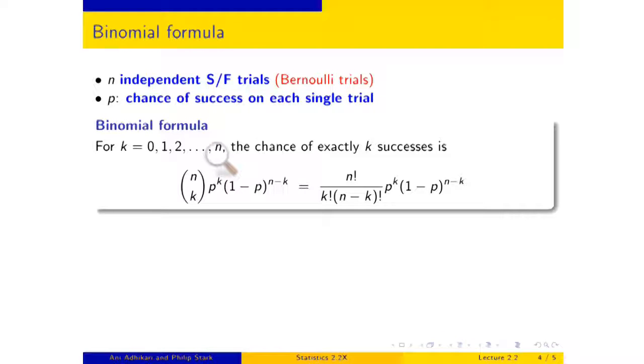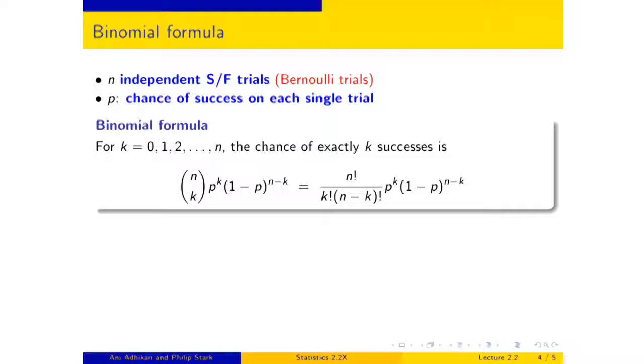And what is that chance? It's what we just found. Number of trials, choose number of successes. Chance of success to the power number of successes. Chance of failure to the power number of failures. And here is the number of patterns written out in factorial notation. That's the binomial formula for the chance of so many successes in so many repeated independent trials.